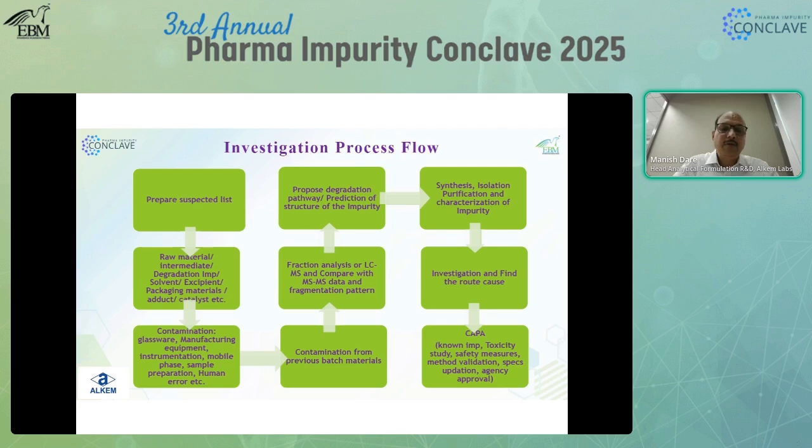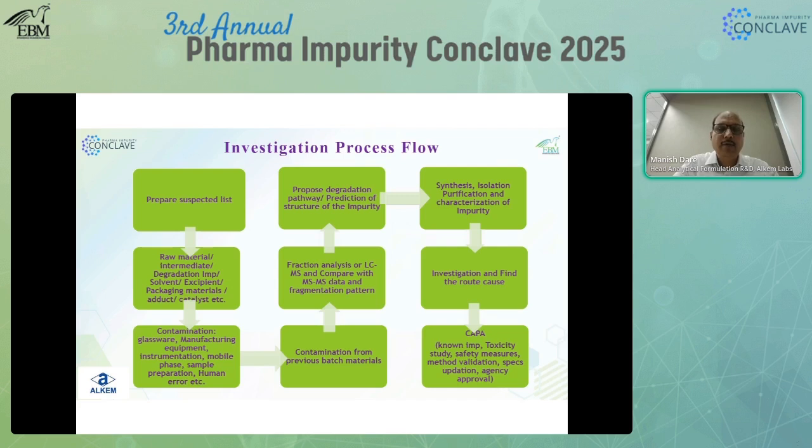Once we have gone through the complete hypothesis and phase 1, phase 2 investigation and we are not able to find the source of that unknown impurity, then we have to use high-end instruments like mass spectroscopy. Once we use mass spectroscopy, we may come to know the mass of this particular impurity.